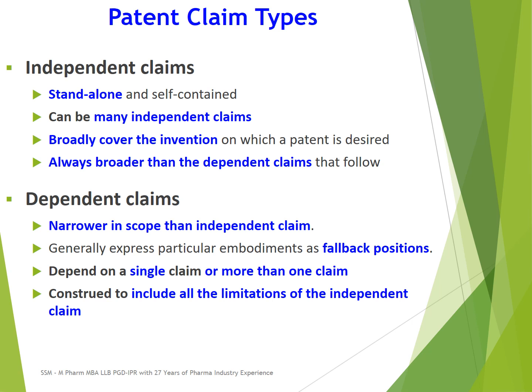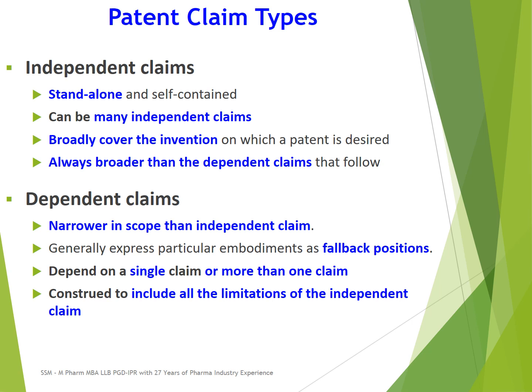And the independent claims broadly cover the invention on which the patent is desired. So the main invention, the broad claims for the invention, are the independent claims. There can be many independent claims in a patent. It all depends on the patentee, how many independent claims he wants to draft, and also on the type of invention. So there can be one independent claim, or more than one independent claim, in a patent document.